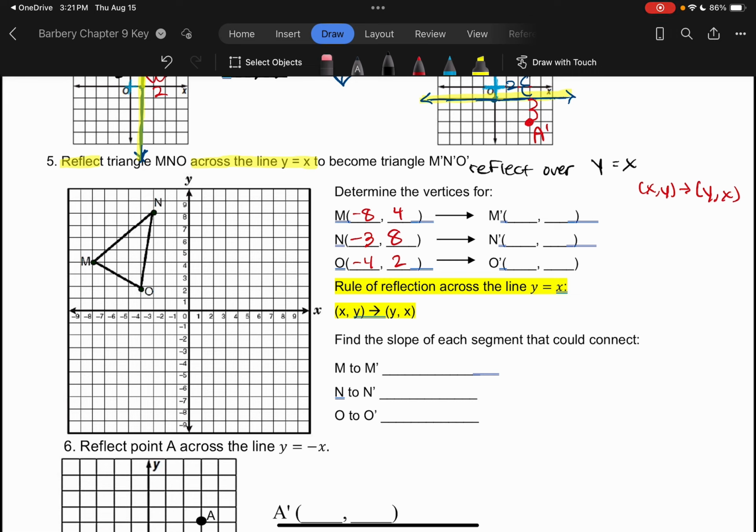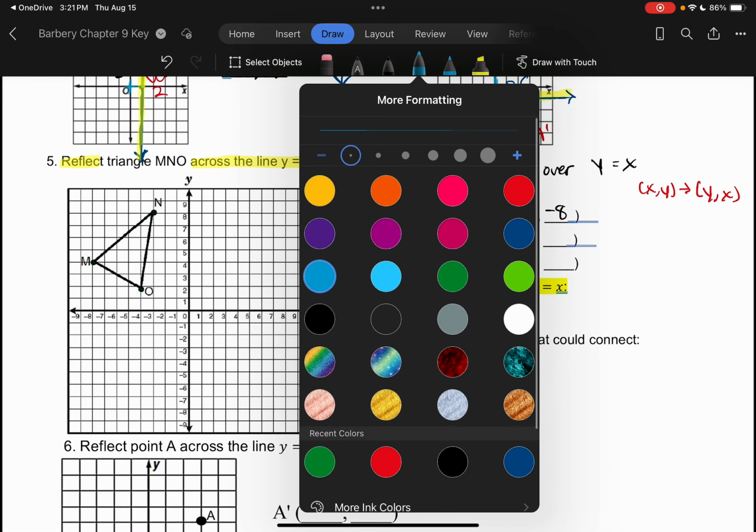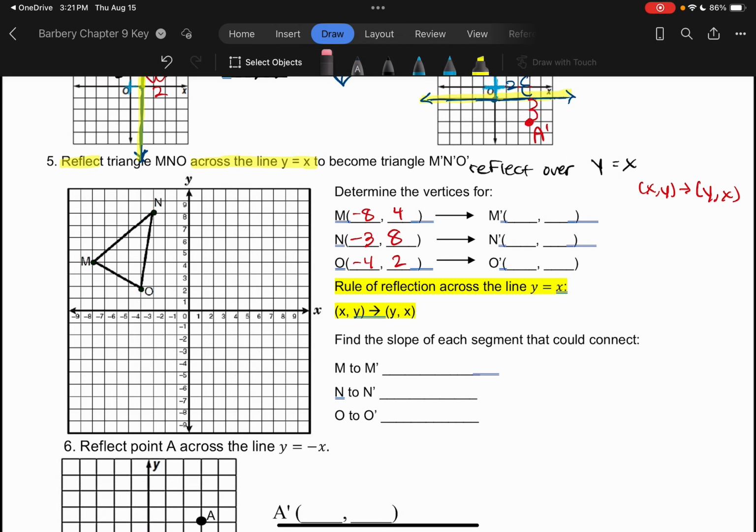So if I switch the order, instead of -8, 4, we get 4, -8. Just for the rule y equals x, you're just going to swap the order. This is what we're doing. So then we got 8, -3, and 2, -4.